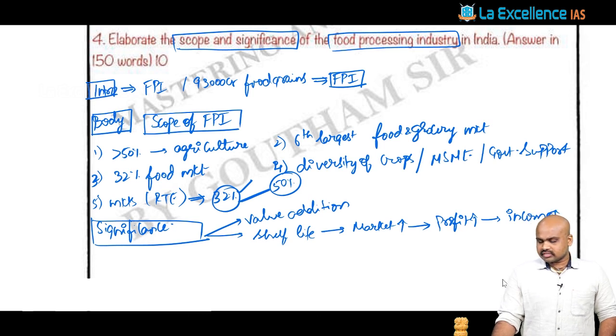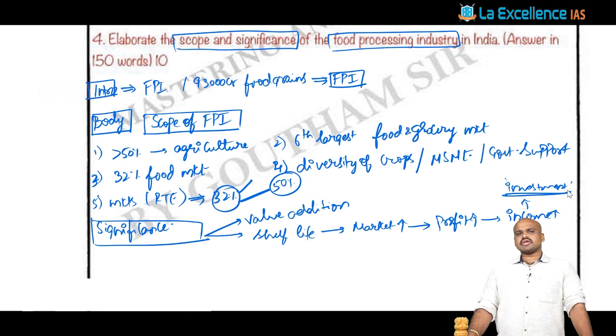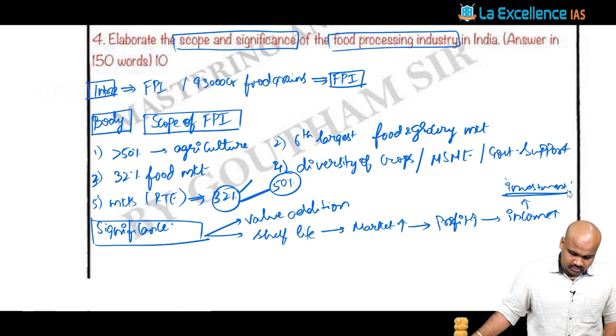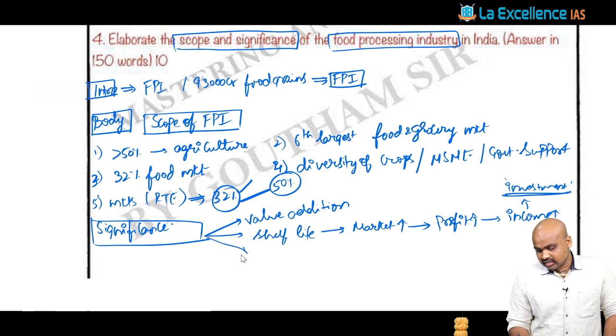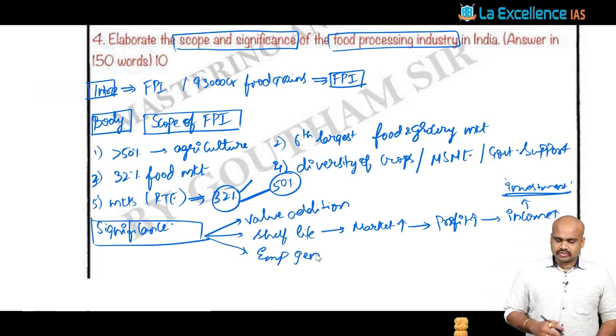And once the farmer's income is increasing, what happens? He would have better investment in the inputs that he puts into agriculture as an activity. So that is another significance. Apart from that, there is employment generation. This is also a major significance of the food processing industry.